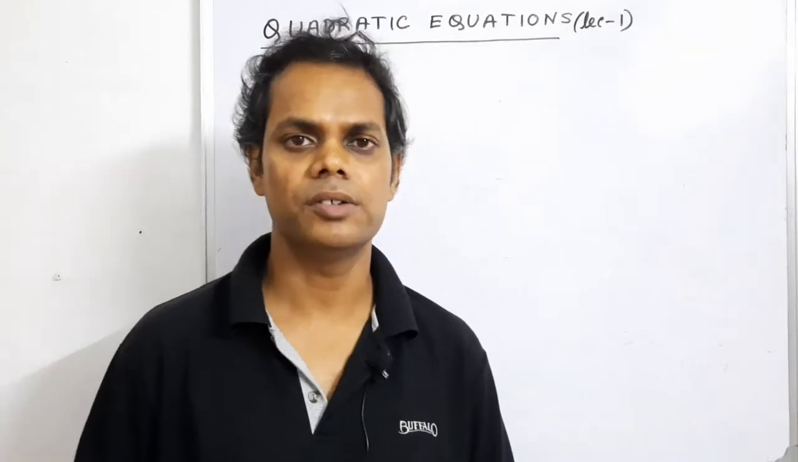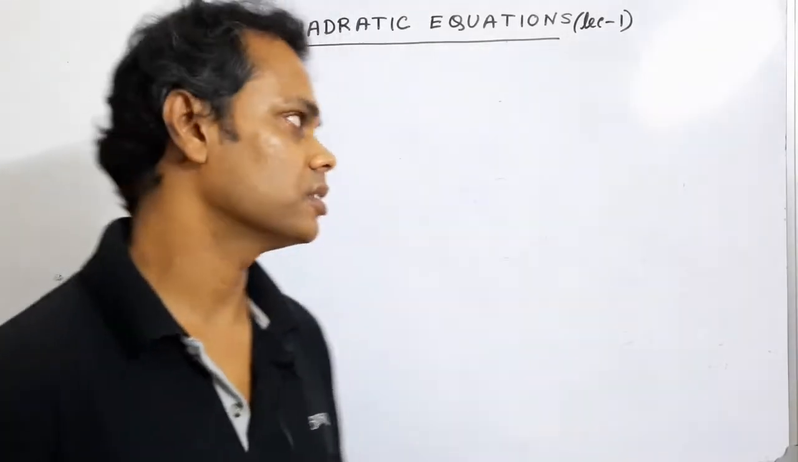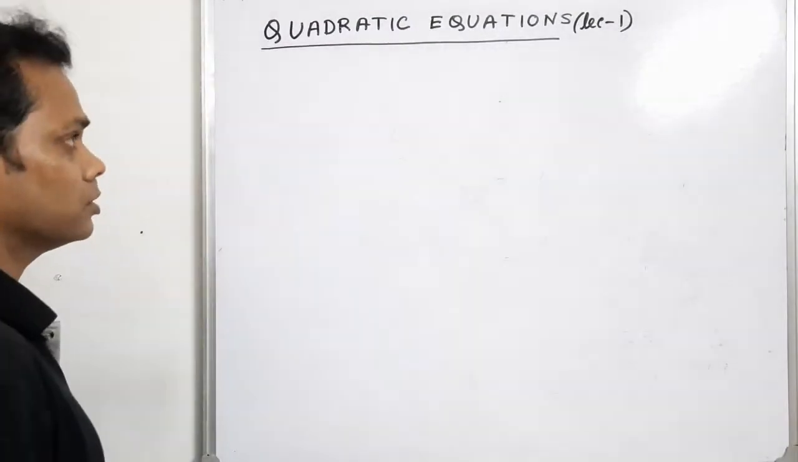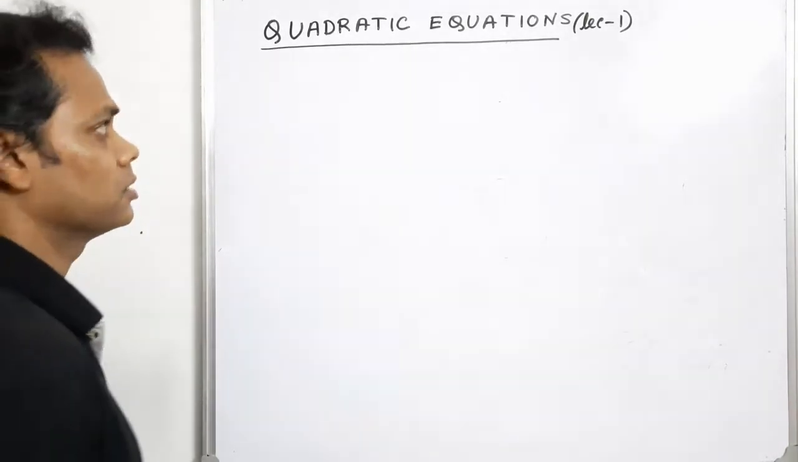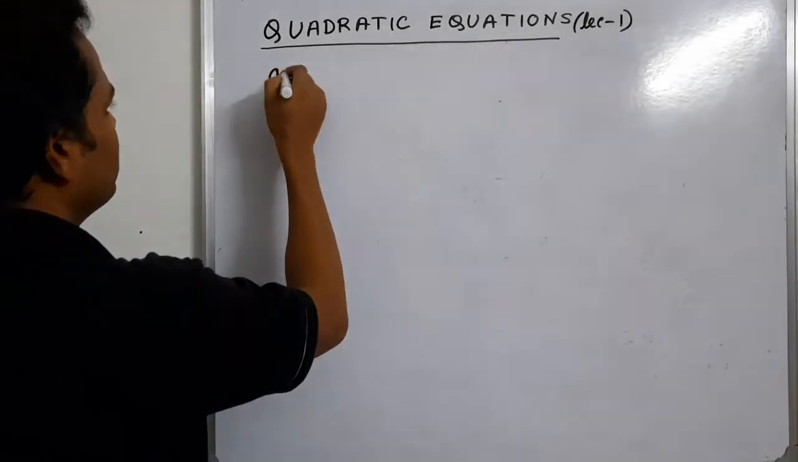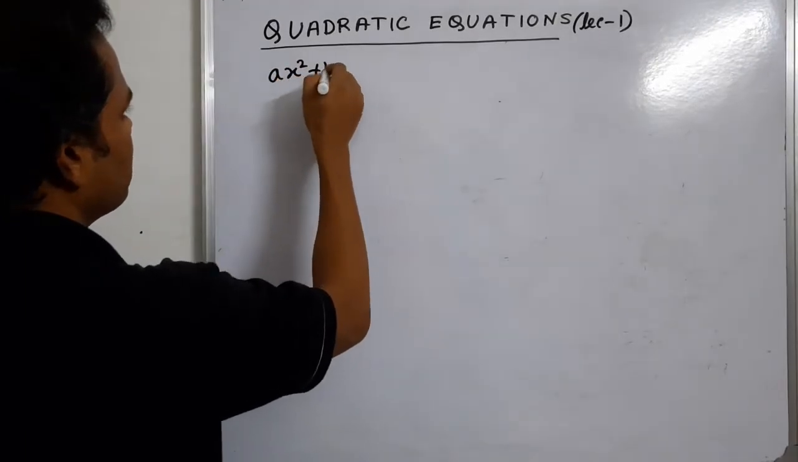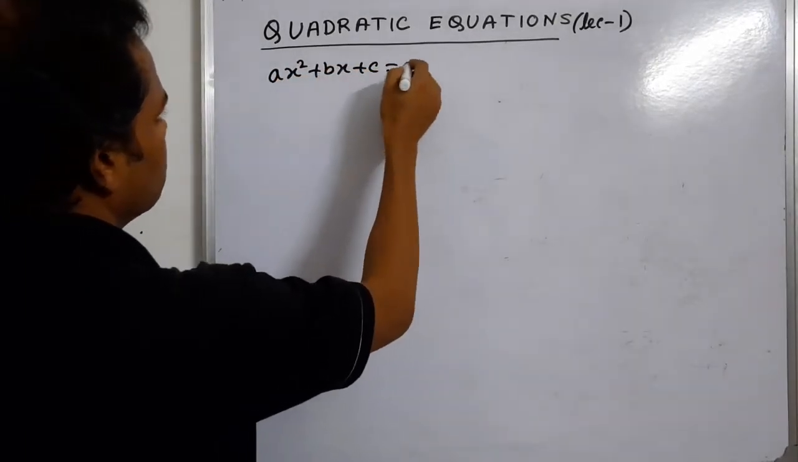Friends, the topic of the video is quadratic equations. This is our lecture 1 on this topic. In this lecture we discuss formulas on quadratic equations, and from the next video we discuss sums. Now a quadratic equation is ax square plus bx plus c equal to 0.